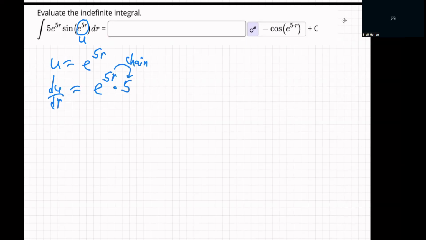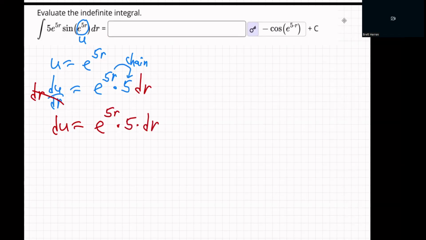Chain rule says if the inside, 5r, is inside the e function, if the inside is anything other than a simple x, or in this case, simple r, you've got to multiply by the derivative of the inside. Derivative of 5r is 5. Okay, and so then we multiply both sides by dr, boom. So du is e to the 5r times 5 times dr.